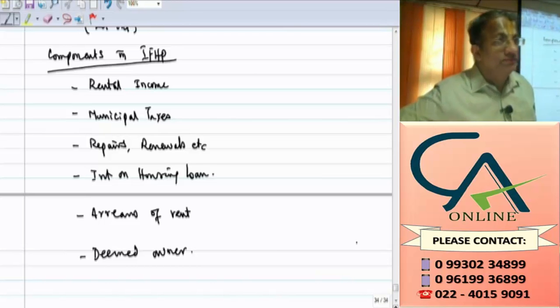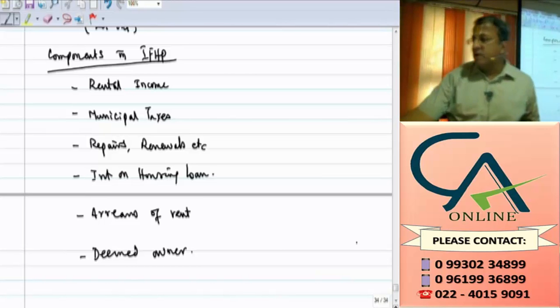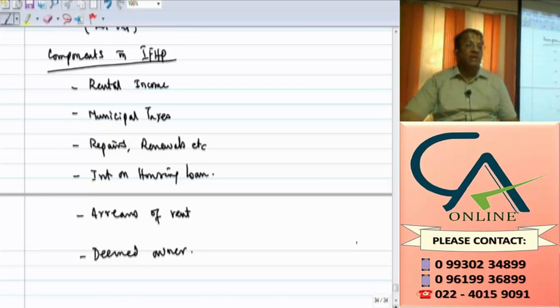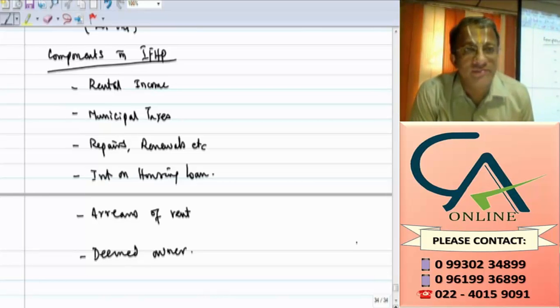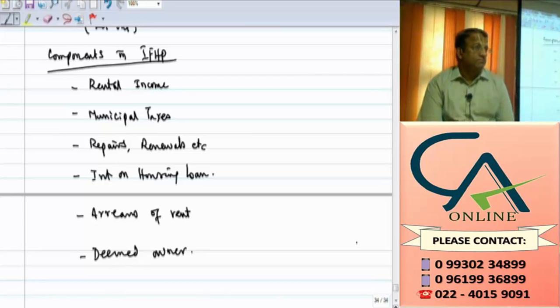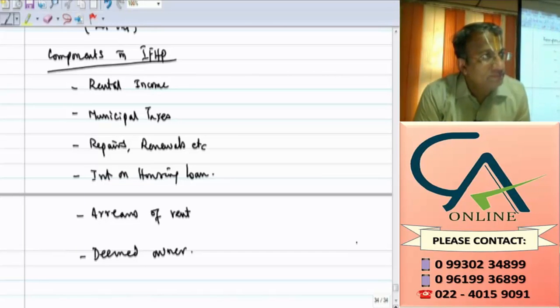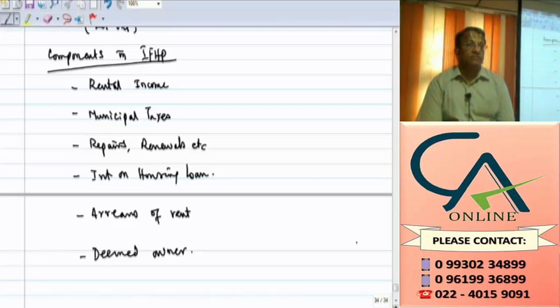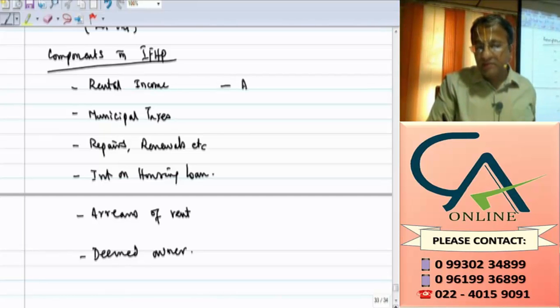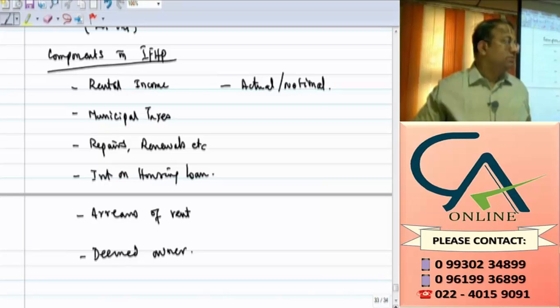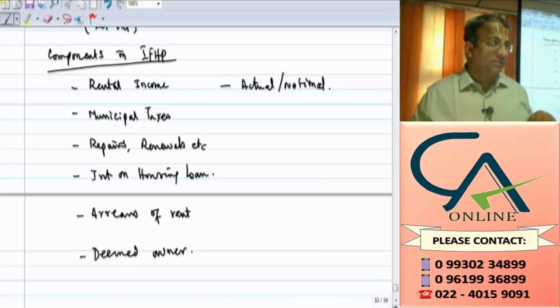So, rental income. See, here is a place where we need to know whether rental income is actual or notional. Any idea about that? Whether it is actual or notional. The answer is, it could be actual as well as notional. We will discuss that a little later. For this, we will take it up.